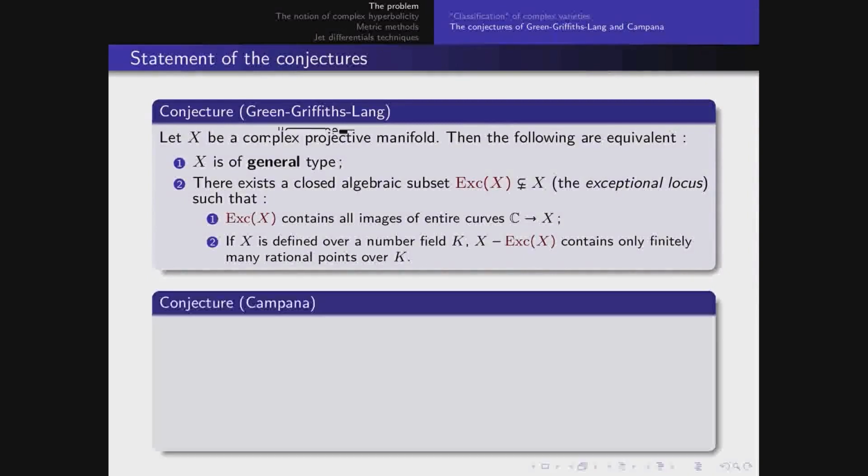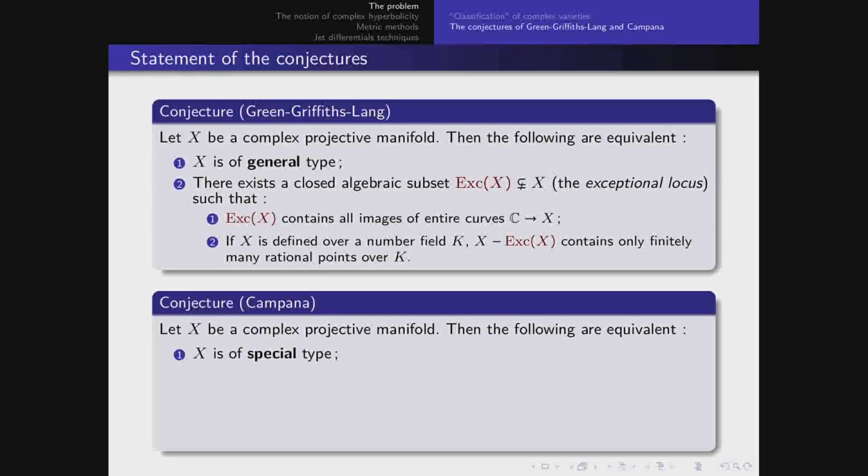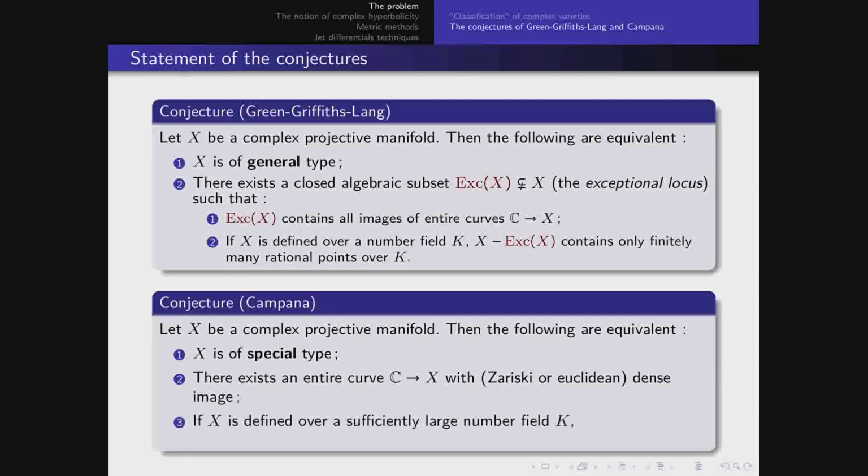And conversely, we expect that special varieties satisfy opposite properties. So let me be more specific. Let X be a complex projective manifold, then we expect that there is an equivalence between the fact that X is of special type, or the fact that there exists an entire curve on X which is dense, either for Zariski or Euclidean topology. And finally, if you assume first that X is defined over some number field, then if you take a sufficiently large number field over which X is defined, then there is a Zariski density of the rational points inside X.